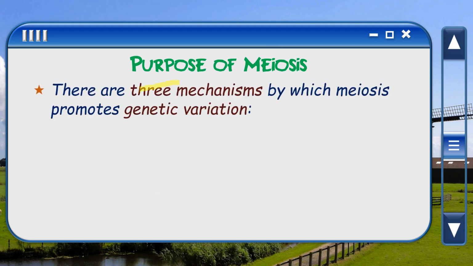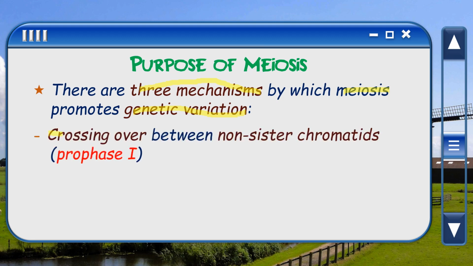There are three mechanisms by which meiosis promotes genetic variation. There are three mechanisms by which meiosis is going to bring about variation. Children are going to be different, though they are the same gametes coming from the same cell, but they are distinct, they are different from each other, and they're going to bring about variation.